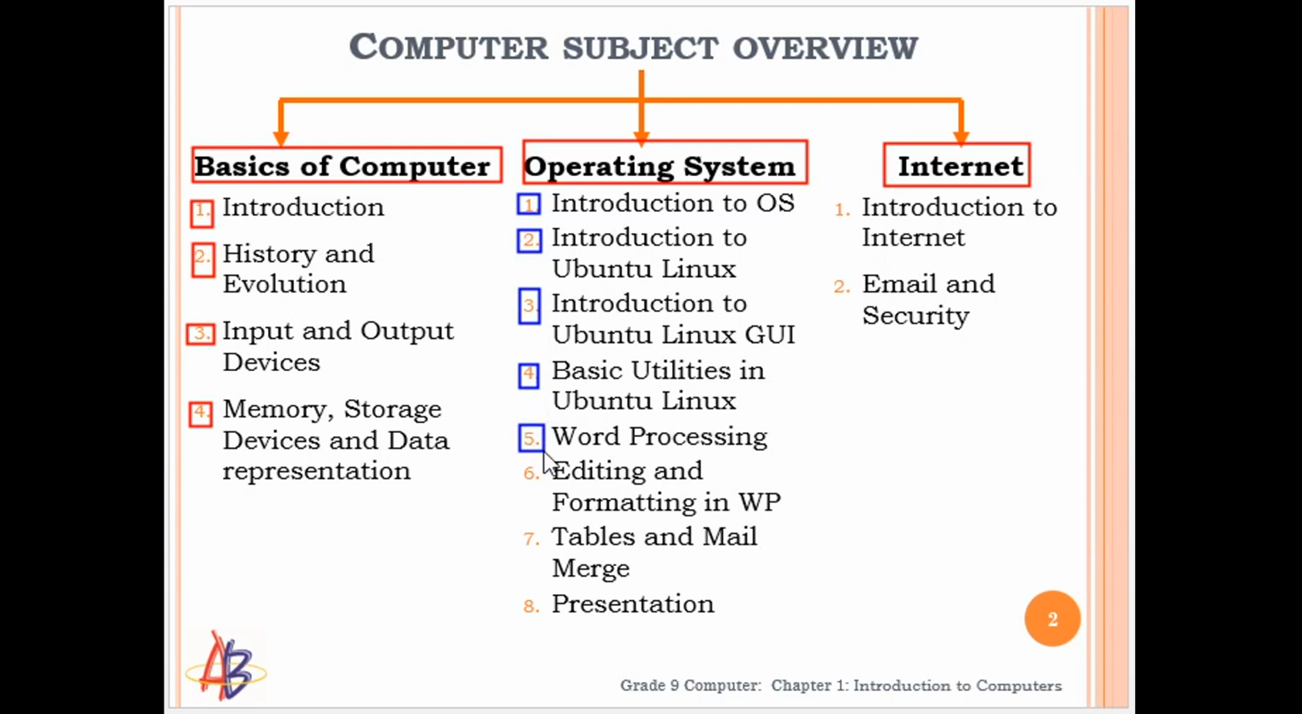Chapter number 5, word processing. It is simple, like Microsoft Word that we use in Windows based systems. In chapter number 6, we will see how to edit and format paragraphs and sentences and all those things. Chapter number 7, that is tables and mail merge. That is again an interesting chapter.